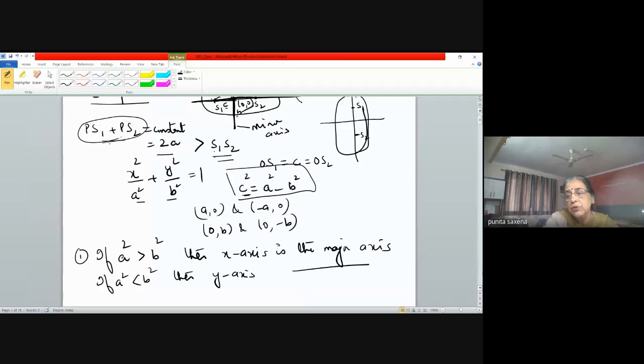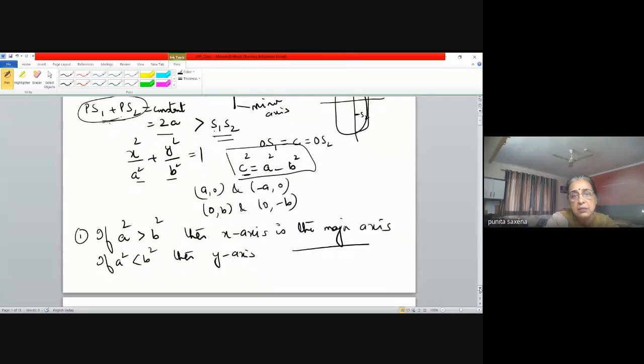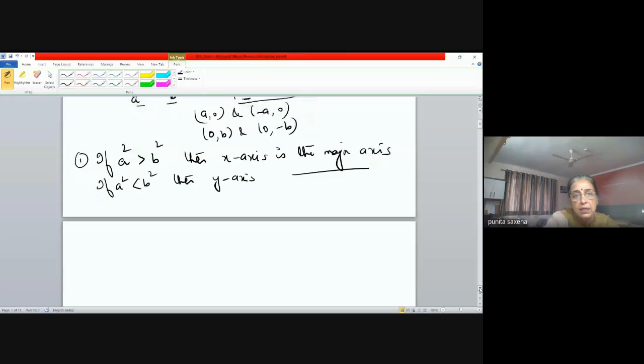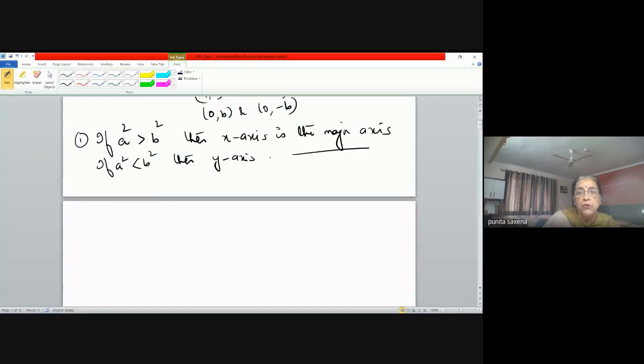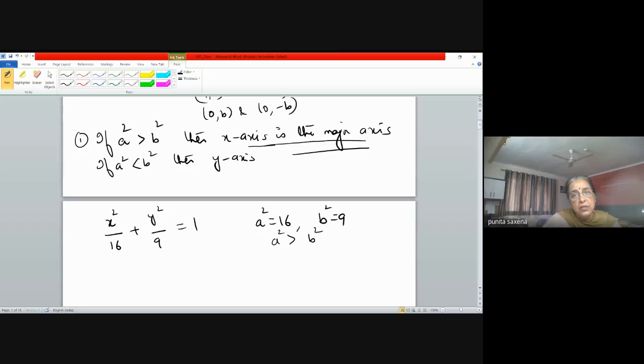In fact, tracing an ellipse is probably the easiest part, because we don't have to do much. We first identify the axis. Supposing I have to sketch x squared by 16 plus y squared by 9 equal to 1. This is an ellipse that we need to sketch. In this case, A square is 16 and B square is 9, and since A square is greater than B square, the x-axis is the major axis.